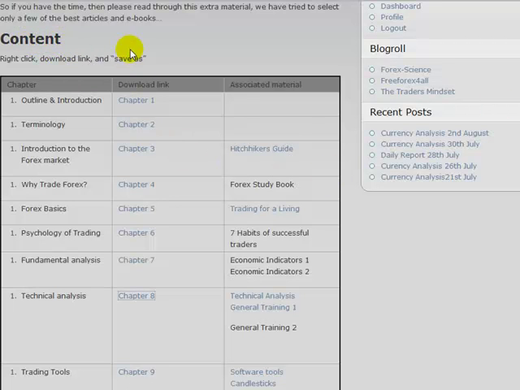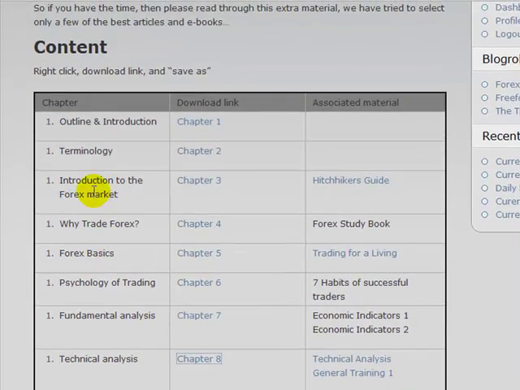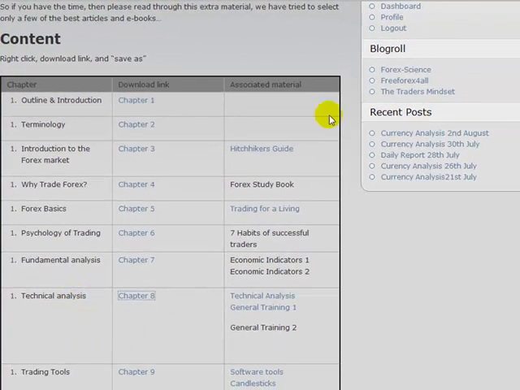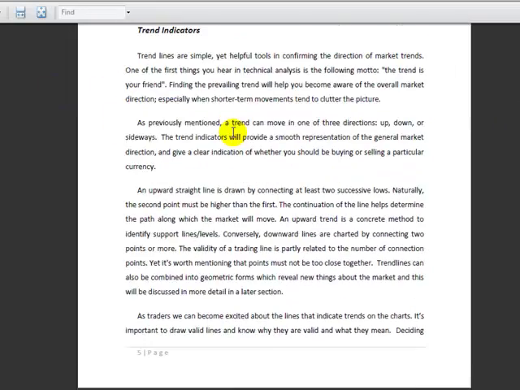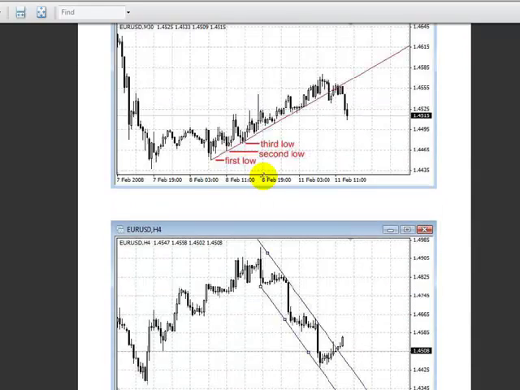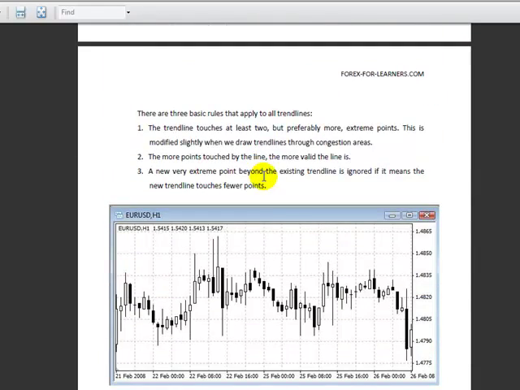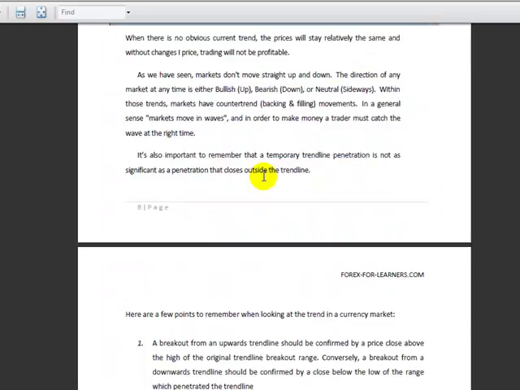That's the content of the course itself, broken down into a number of different chapters, looking at why trade Forex, the Forex basics, introduction to the market, and more detailed information on the psychology of trading, fundamental analysis versus technical. All of that is covered extensively, and here's an example of one of the chapters where we talk about various indicators and technical analysis. It's pretty comprehensive, well documented, well written and well thought out by a group of, I think, five of us at the time that put this together.